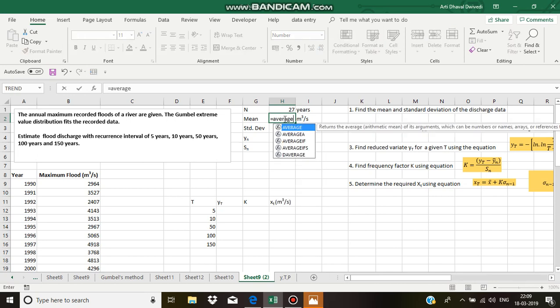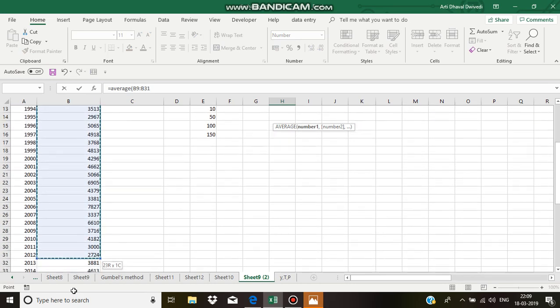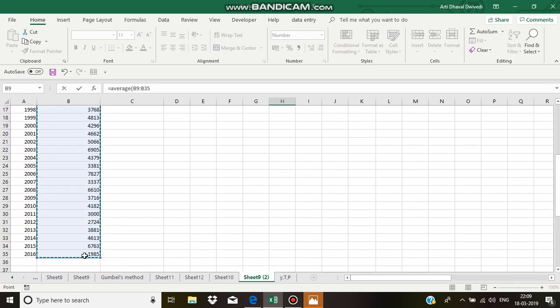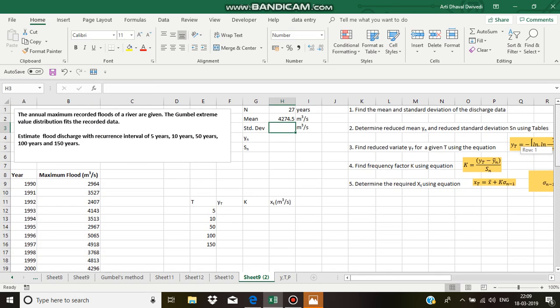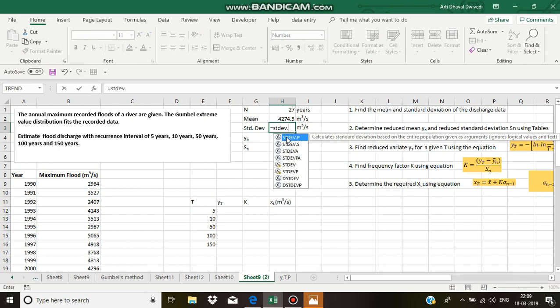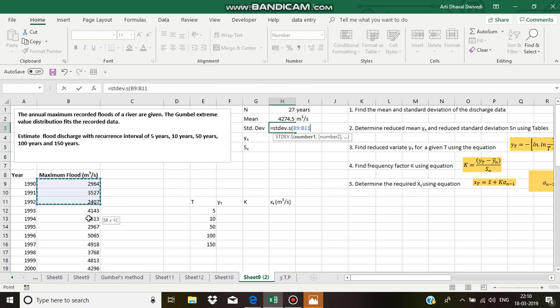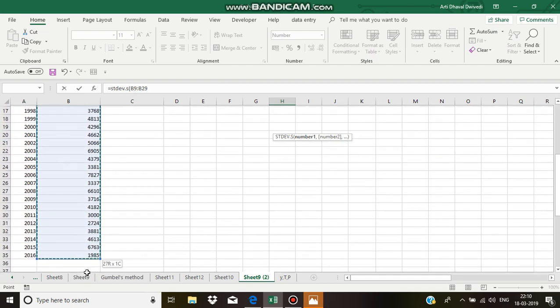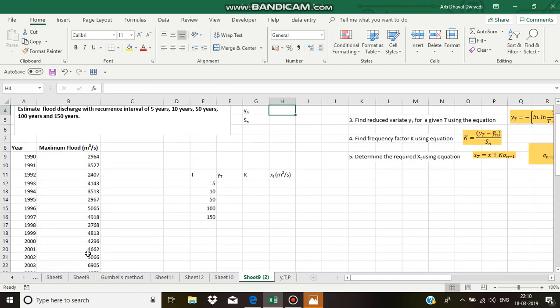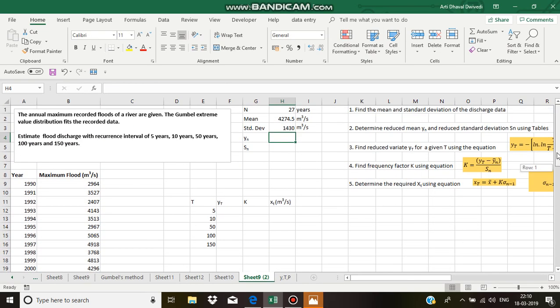Mean, average of these values. Standard deviation can be easily obtained using this STDEV.S. Okay, so the mean and standard deviation have been obtained.